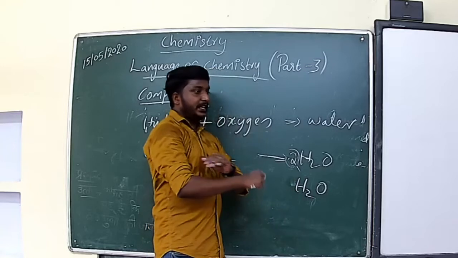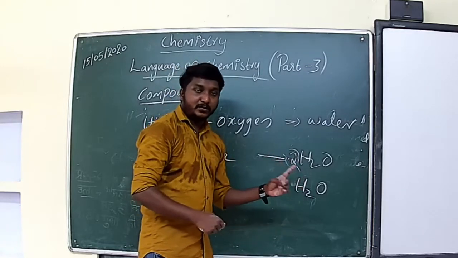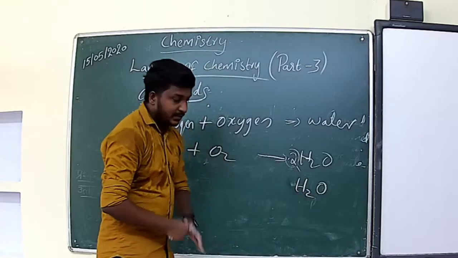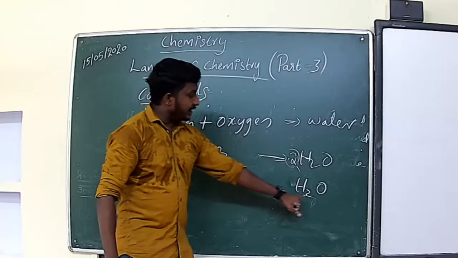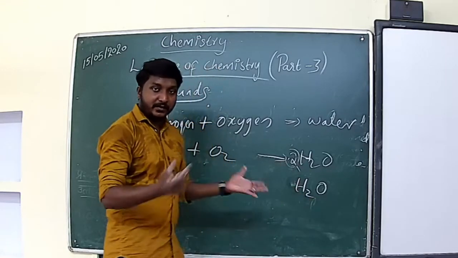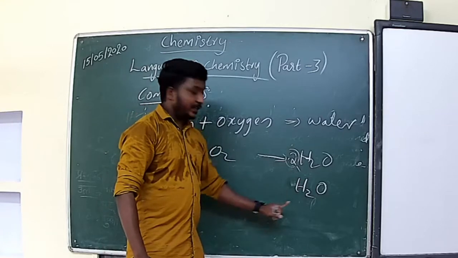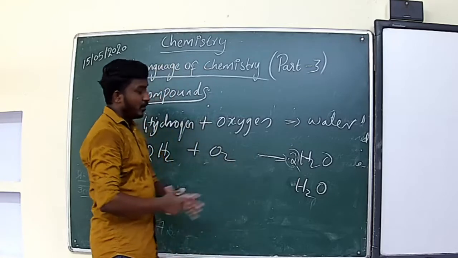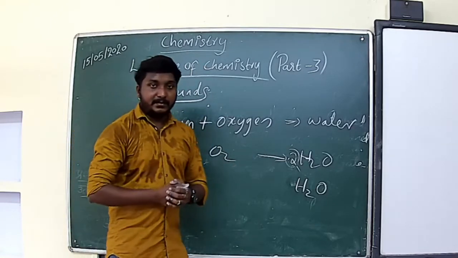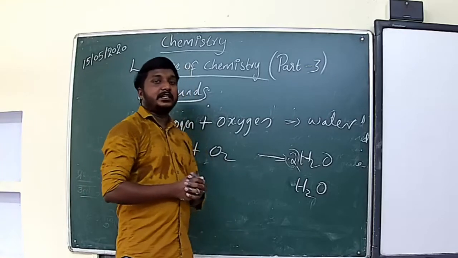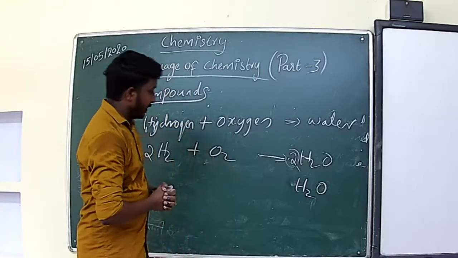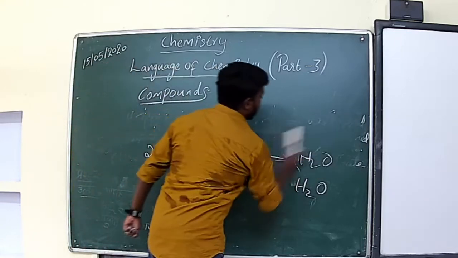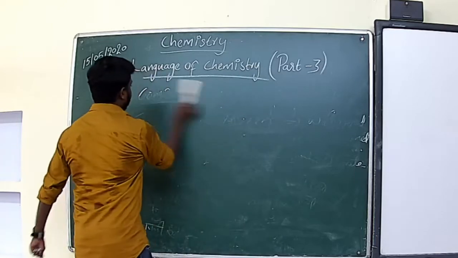So 1 molecule of water, anywhere, means how many atoms are there? 2 atoms of hydrogen and 1 atom of oxygen. Wherever you go, the 1 molecule contains 2 atoms of hydrogen and 1 atom of oxygen. There is no change in the proportion. Clear? So compounds contain 2 or more different elements, and have a definite proportion by weight. Clear? Now we can see some characteristics of compounds.